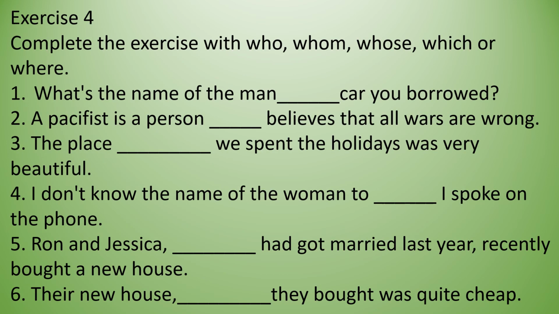Now your fourth exercise is complete the exercise with who, whom, whose, which or where. First, what's the name of the man dash car you borrowed? Second, a pacifist is a person dash believes that all wars are wrong.